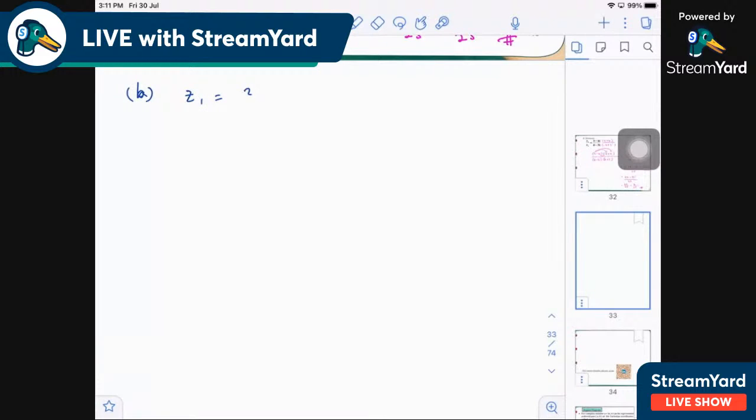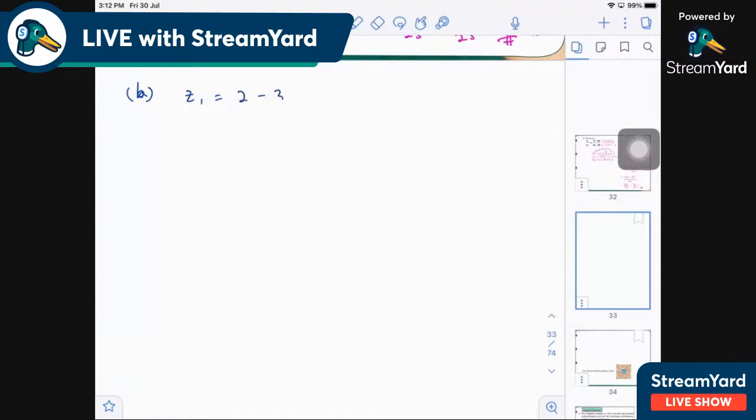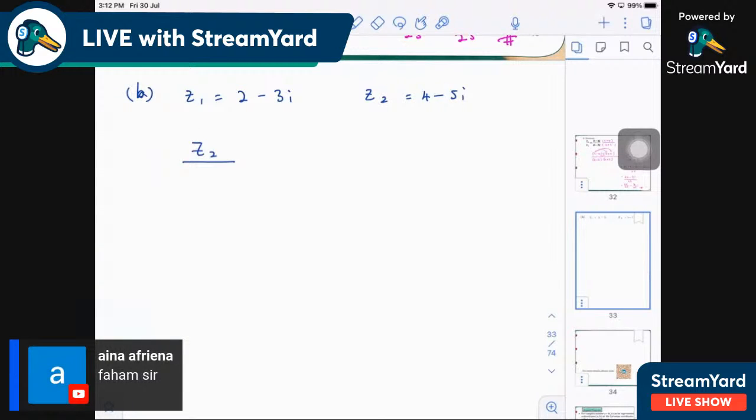So if I want to divide this, what shall I do? To divide this, I have to take the conjugate. So 2 plus 3i on the top and 2 plus 3i on the bottom. Now I multiply: 4 minus 5i times 2 plus 3i, over 2 minus 3i times 2 plus 3i.